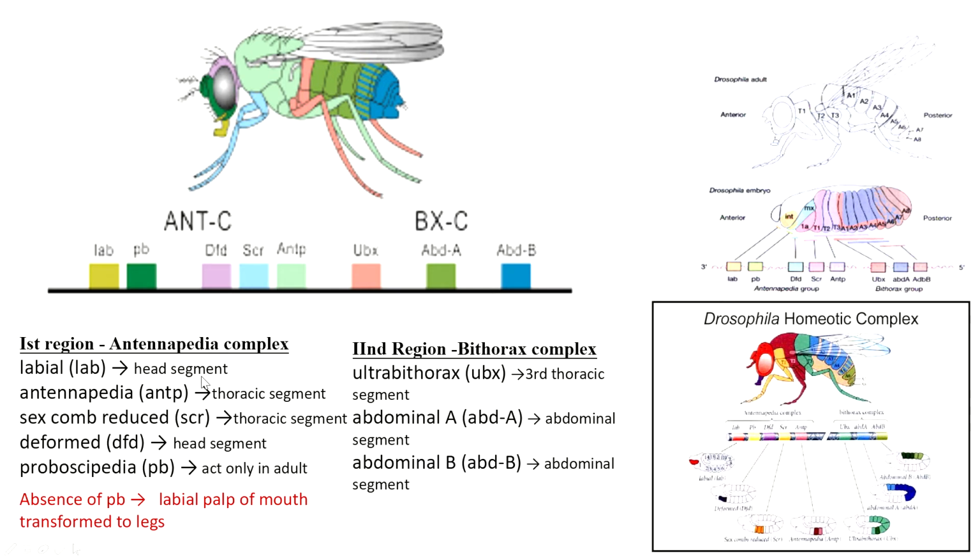These are the 8 different kinds of genes present in the homeotic selector gene, and these come under 2 classes or 2 groups. It is also located in 2 regions, the first and second region, called the antennapedia complex and the bithorax complex.